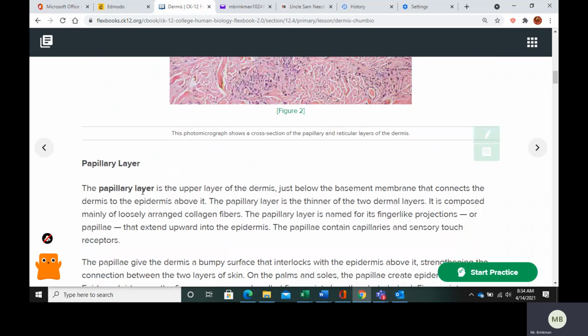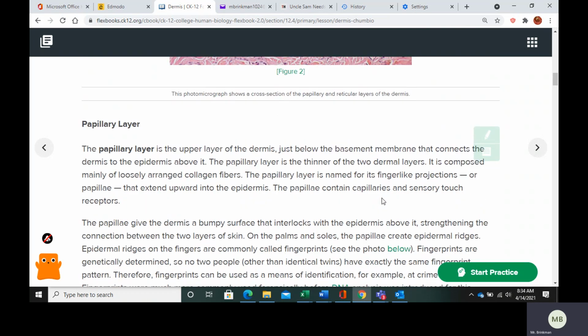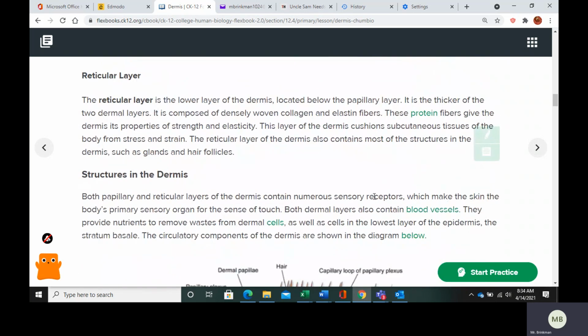So the papillary layer is the upper layer. It is just below the basement membrane that is the divider between the epidermis and the dermis. And the papillary layer is the thinner of the two layers. All right. The reticular layer is the lower layer of the dermis. It is the thicker layer, and it is made mainly of collagen fibers and elastin fibers. Collagen fibers make it strong, elastin fibers make it stretchy.